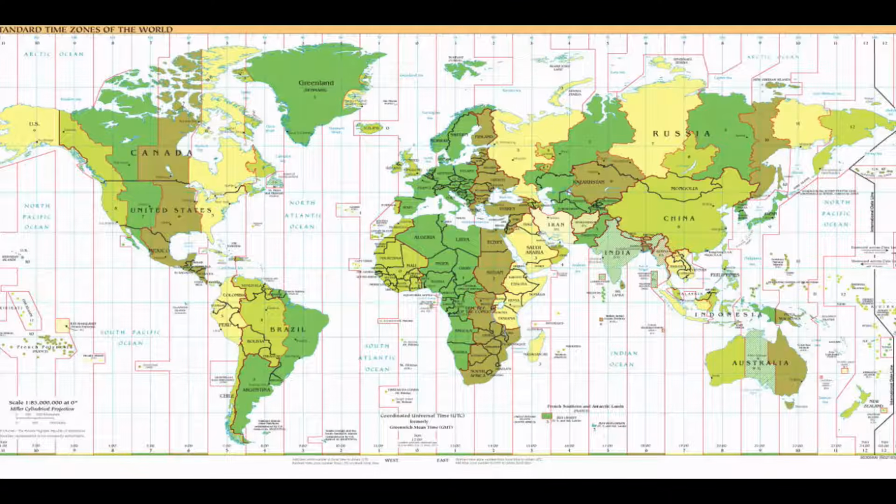Longitude was created based upon the 24-hour daily rotation of the Earth, and time zones were created from those lines of longitude to better keep track of moving across the Earth.